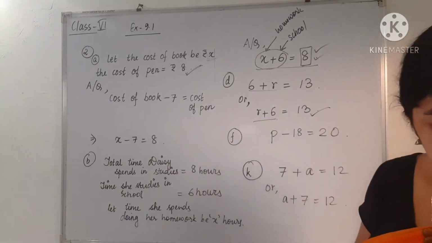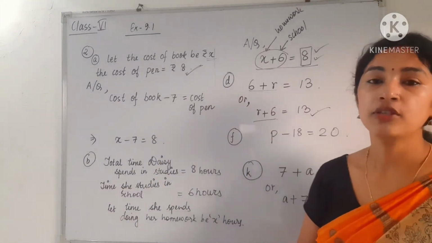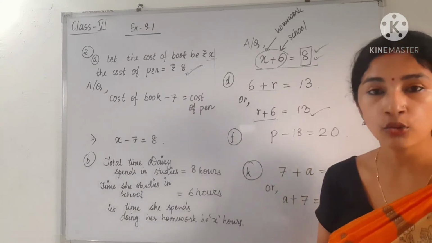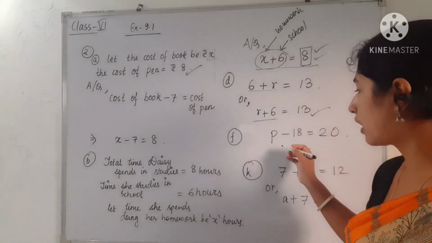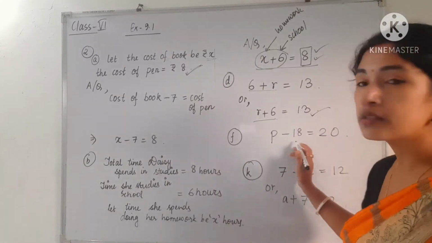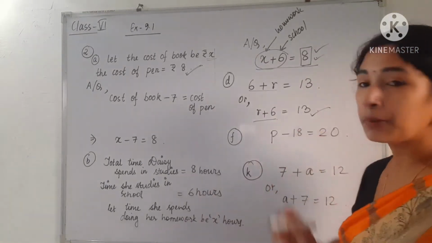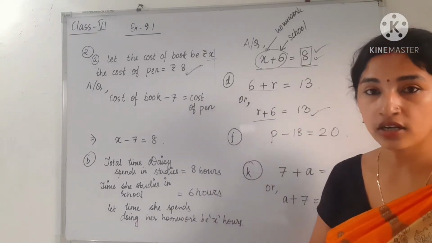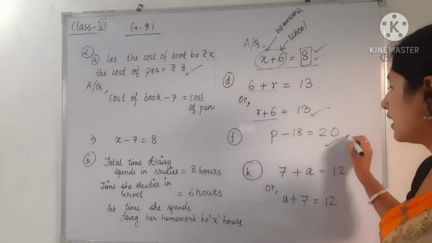Similarly, in F number, 18 less than a number p is 20. That means we have to subtract 18 from an unknown number p, then we will get 20. So according to this condition, we can write p minus 18 equal to 20. But in this case, we cannot write 18 minus p, as in subtraction the commutative property is not satisfied, you know already. So this is the final algebraic equation.